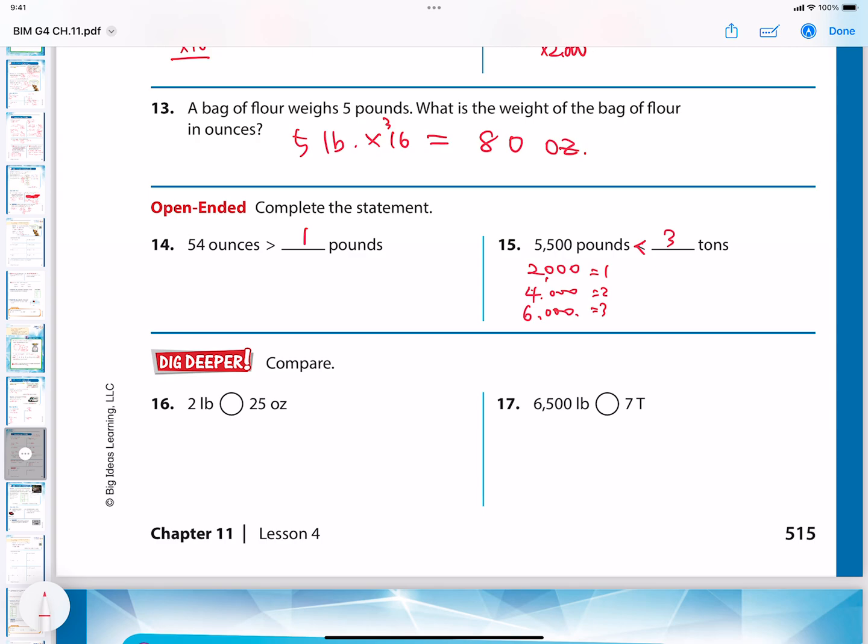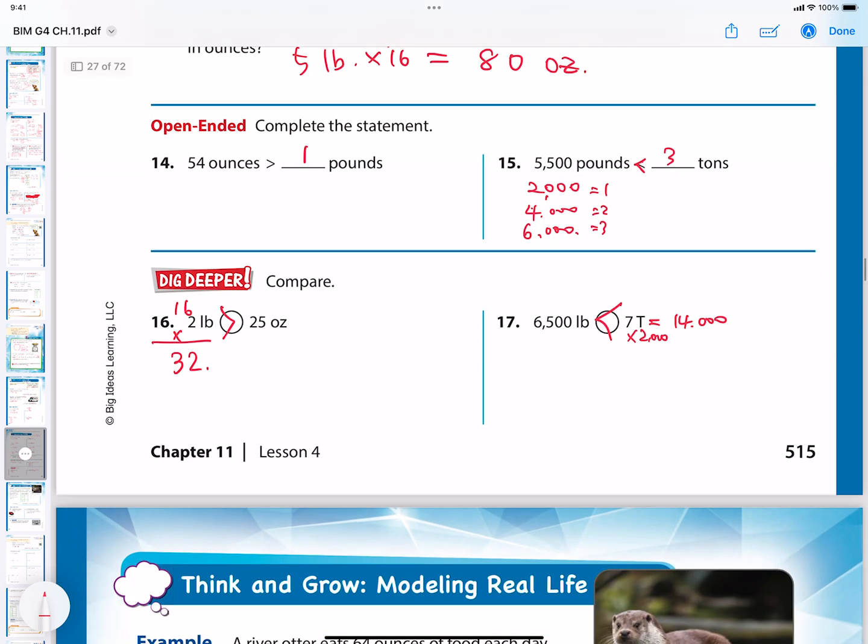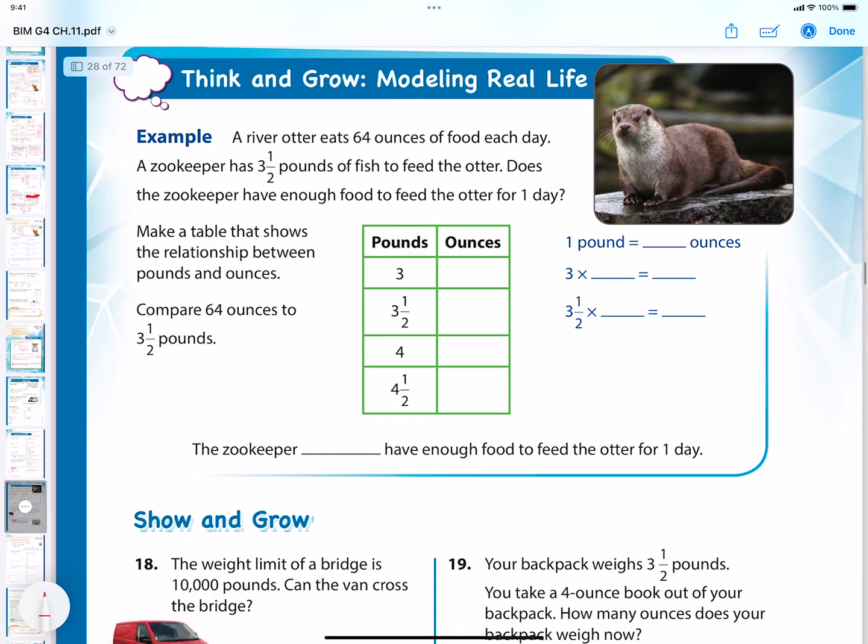All right, now number 16, compare 2 pounds versus 25 ounces. Now convert pounds to ounces, times 16, right? That's gonna be what? 32. All right, so 2 pounds are what? Greater. Now 6,500 pounds and 7 tons. I'm gonna convert that into what? Pounds, which is what? Times 2,000. 14,000. Ooh, that's way greater. Okay, 7 tons is way greater than 6,500 pounds.